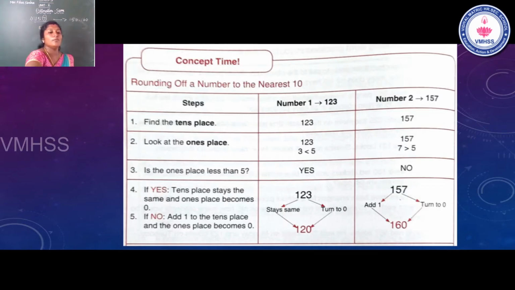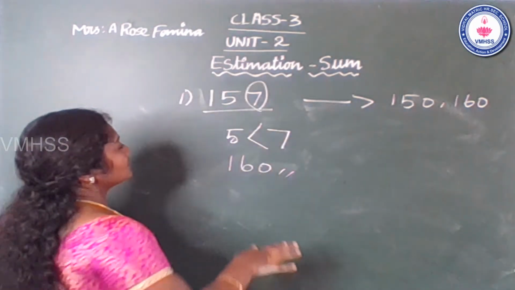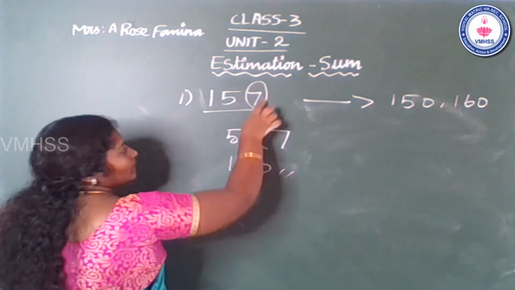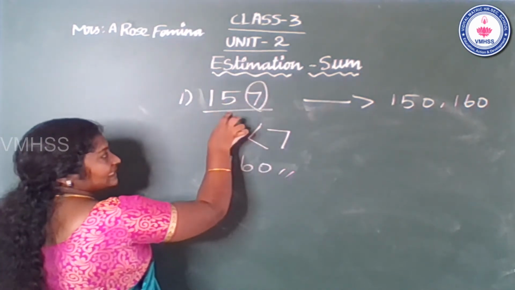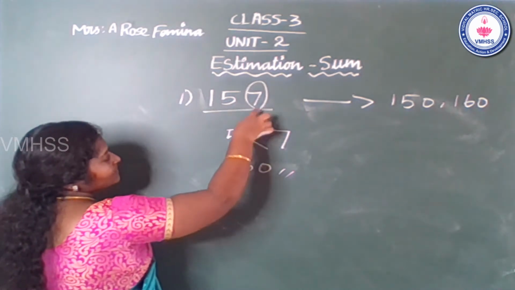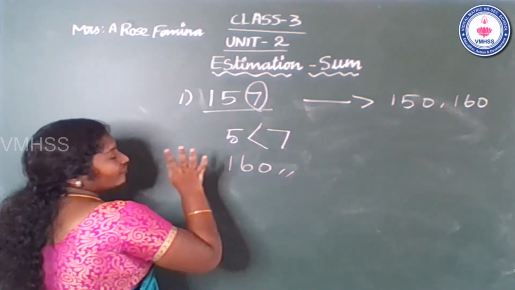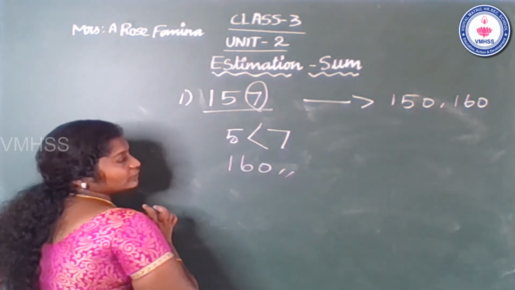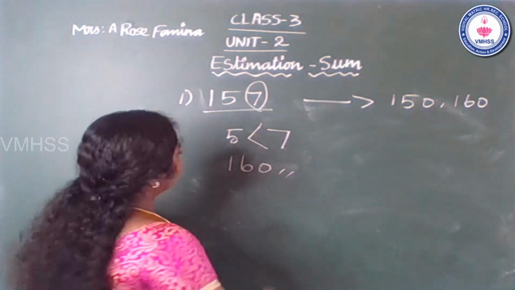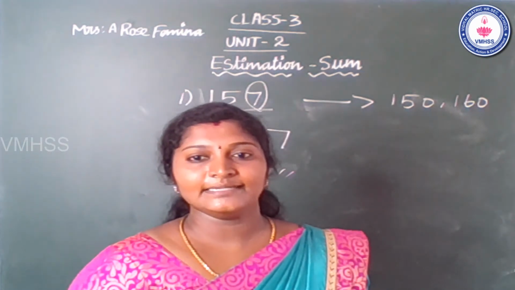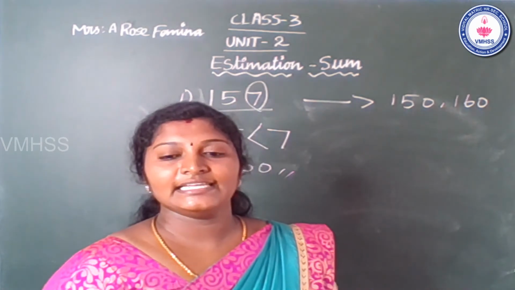Okay, so see the board. This number here, 157. First you see the tens place is a 5. So you go to the ones place, which is a 7. So you compare 5 and 7. So 7 is a greater value. So the rounded value is 160. Okay, do you understand this sum? Okay, students, see the next slide.